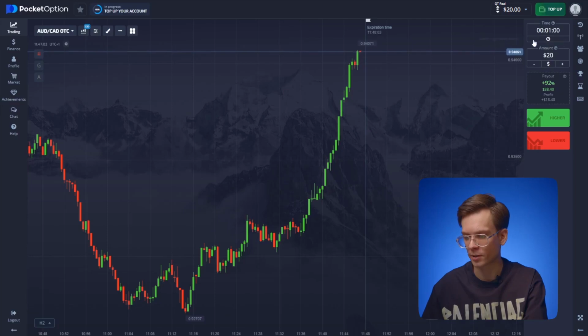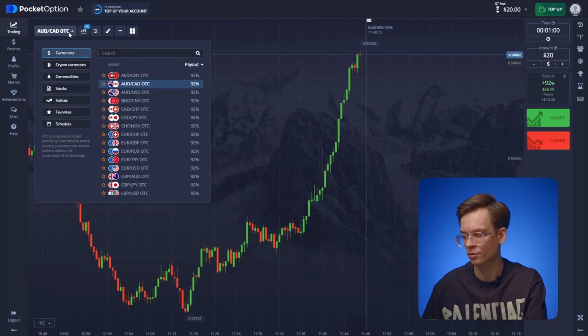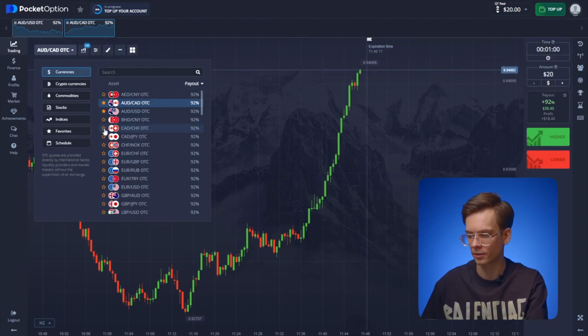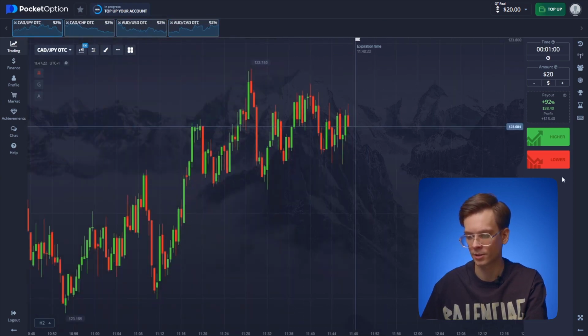Trade duration is gonna be 1 minute. Let's set the candlestick time frame to 30 seconds. The currency pairs I'm gonna trade with today are the Australian and the Canadian dollar, the Australian and the US dollar, the Canadian dollar and the Swiss franc, and the Canadian dollar and the Japanese yen. All with the maximum percentage 92.